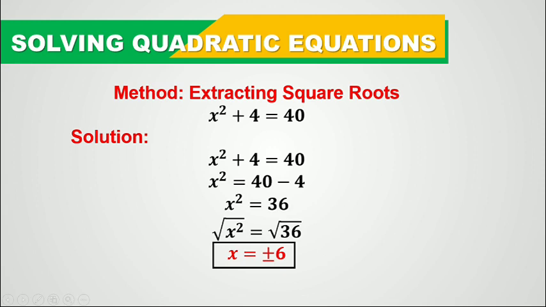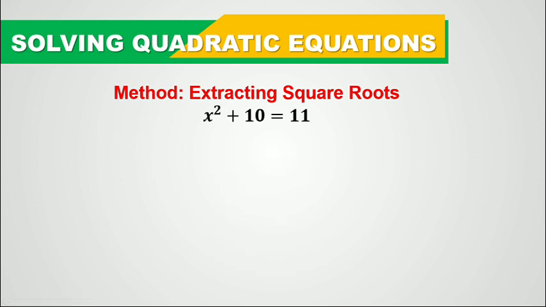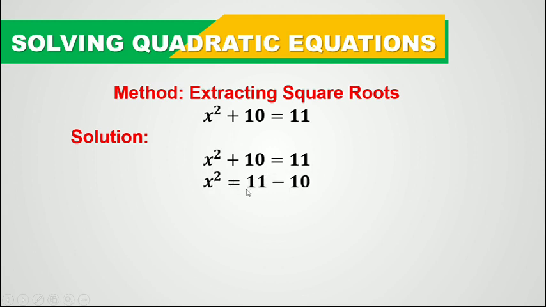Alright? Now what about this? x squared plus 10 equals 11. So let's copy the given equation again. So x squared plus 10 equals 11, and then let's transpose. Ita-transpose natin ang 10 from left side of the equation to the right. So this becomes x squared equals, copy 11. Positive 10 man eh. So this is positive 10.